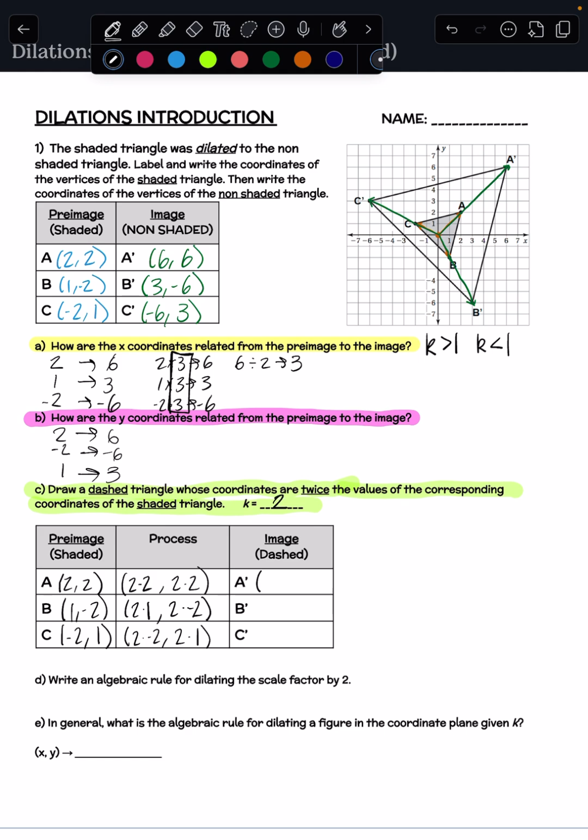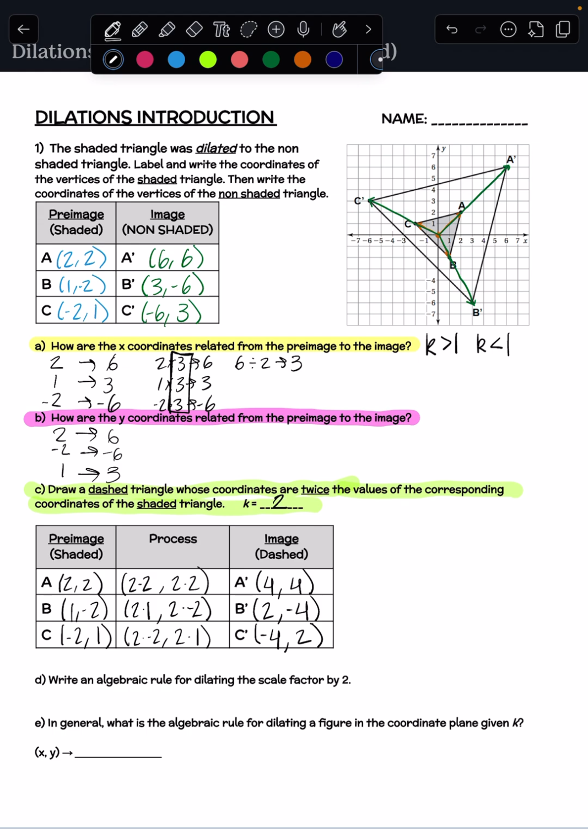I should get that the image coordinates are (4, 4), (2, -4), (-4, 2). You can always double check yourself by going back and just being like, okay, yes, negative 2 times 2 is indeed negative 4, so I would be right on that last value.